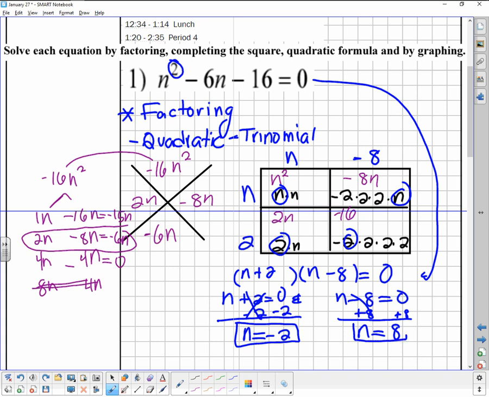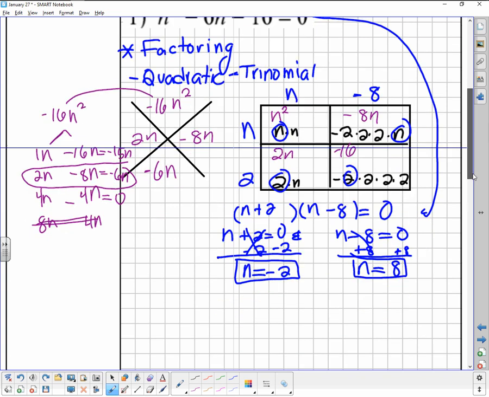Okay. Now the other method I want to do is completing the square. So my next method will be by completing the square.